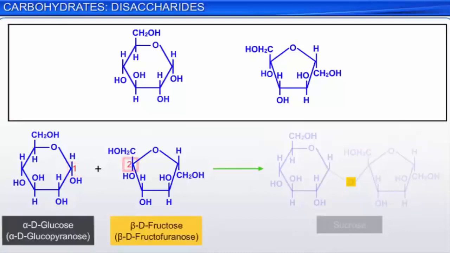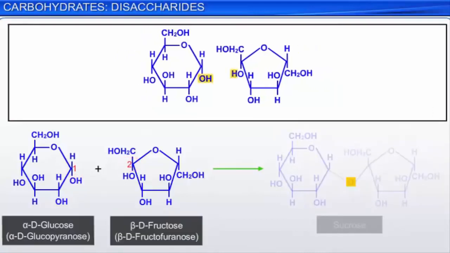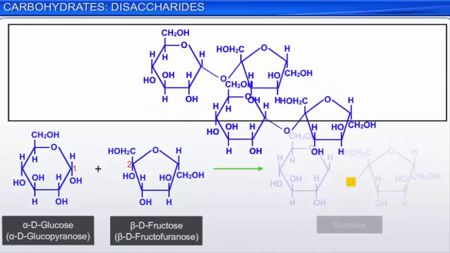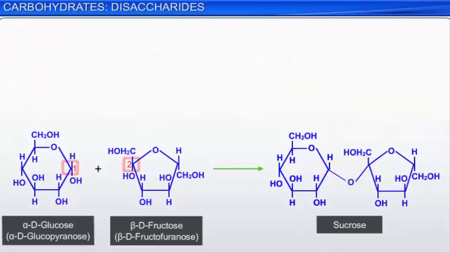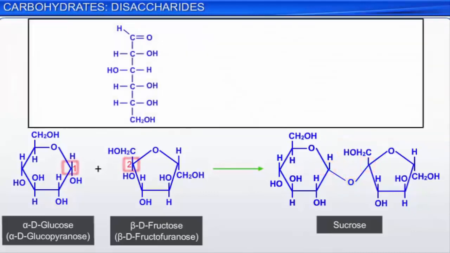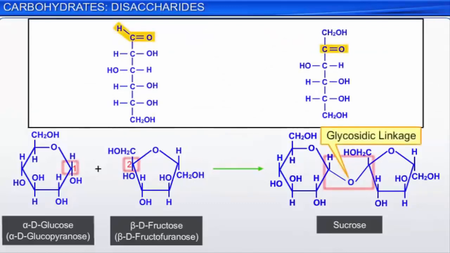the C2 of beta-D-fructofuranose. Note that the loss of a water molecule results in the formation of 1,2 glycosidic linkage or alpha-beta glycosidic linkage. Thus, the two carbonyl functional groups of glucose and fructose are blocked with the formation of glycosidic linkage.